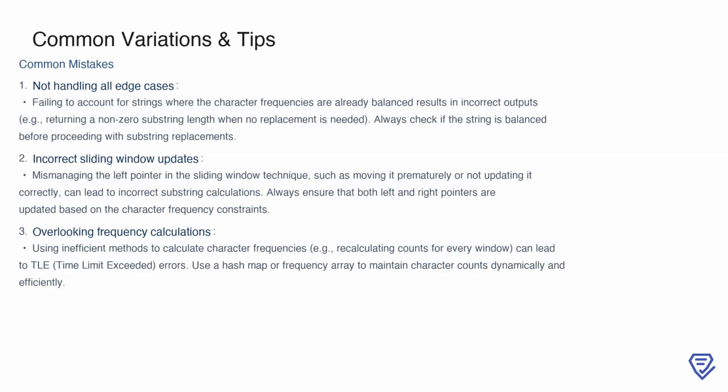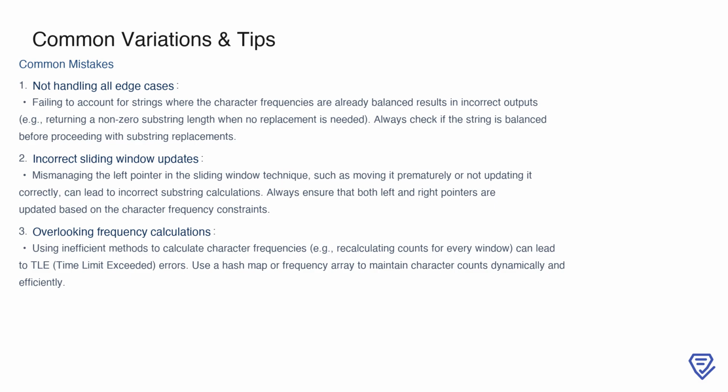Second, it's easy to mismanage updates to the sliding window, particularly with the left pointer. Moving it too soon or failing to update it correctly can result in invalid substring calculations. Make sure both pointers are adjusted based on frequency constraints.